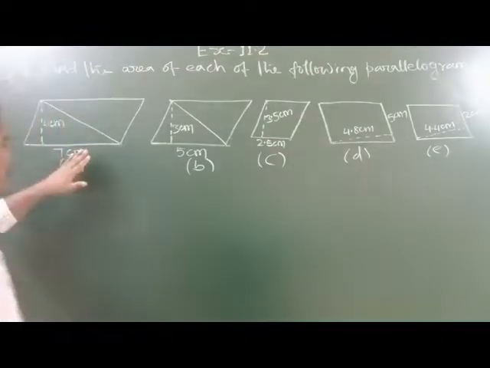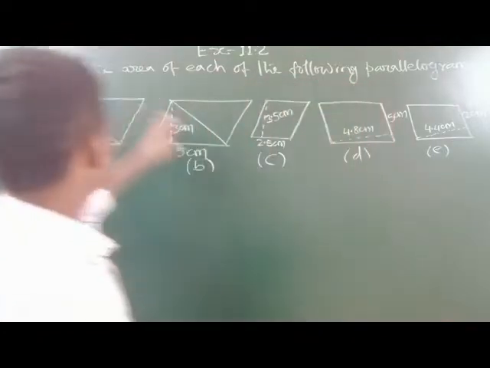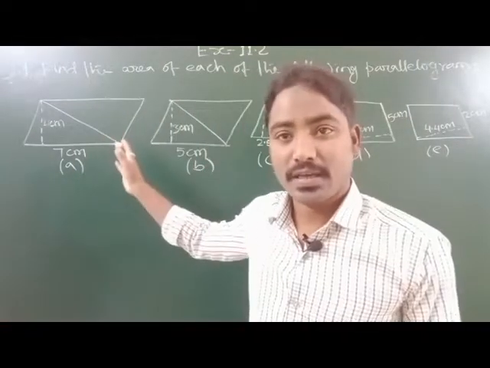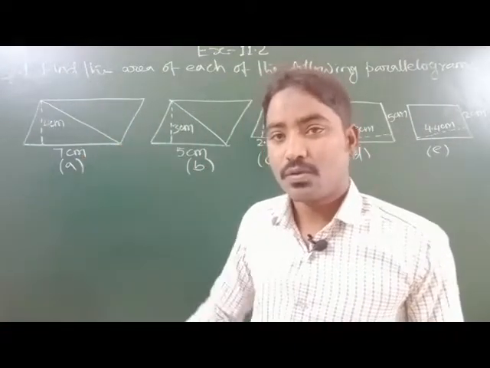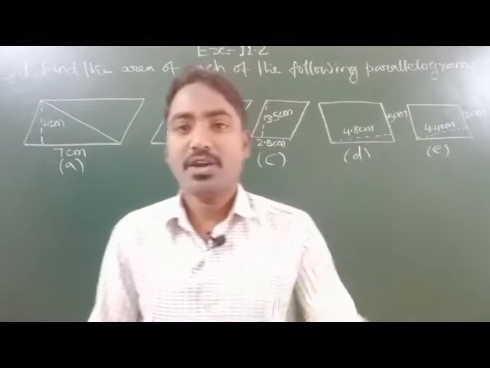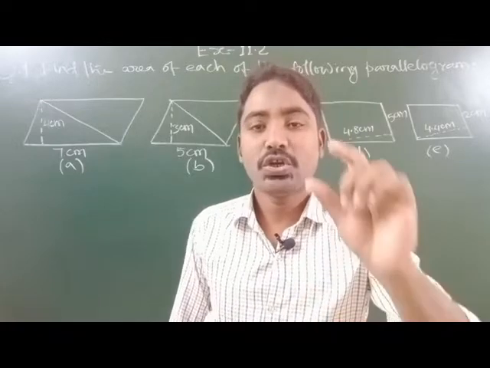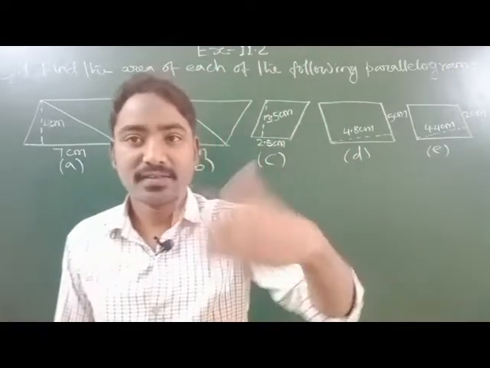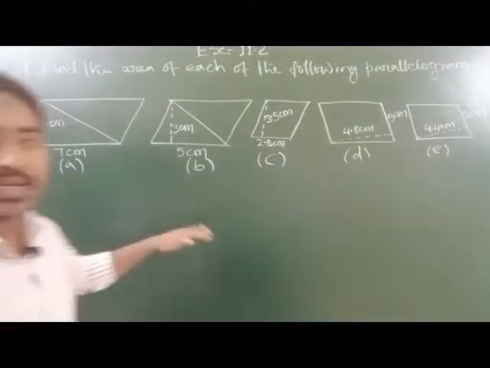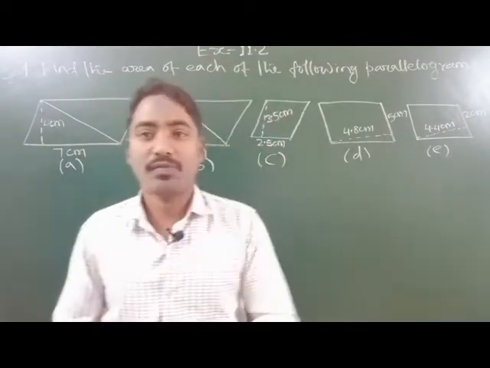This is the figure of parallelogram, students. This question is stating: find the area of each of the following parallelograms. Means we have to calculate the area of these parallelograms. For calculating the area of parallelogram, we have one formula: area of parallelogram is equal to base into height. So here we need two things, first base and next height. If you see the figure, both base and height are given. Just we have to multiply them and calculate the area of the parallelogram.